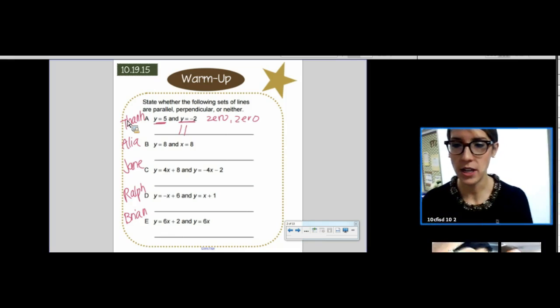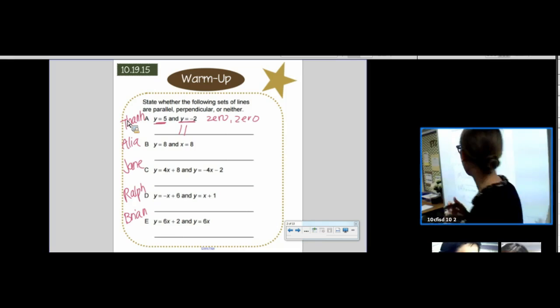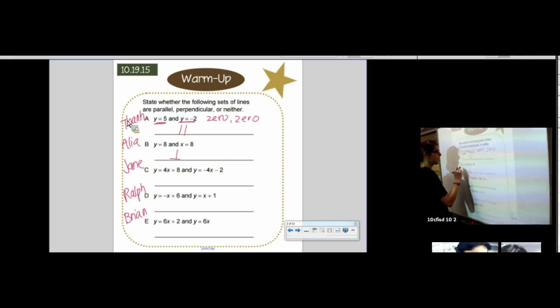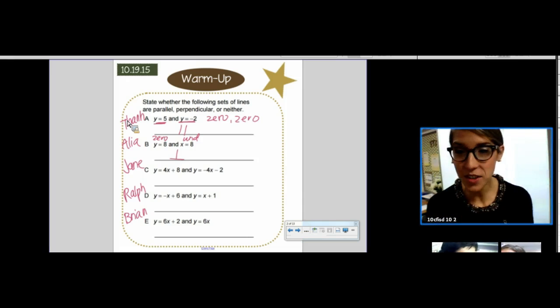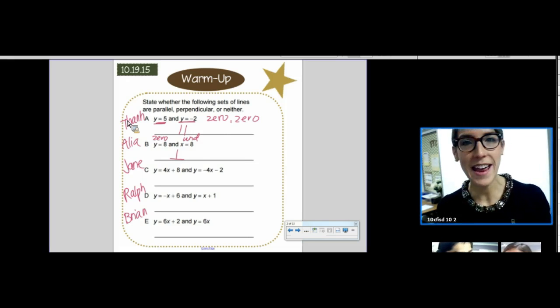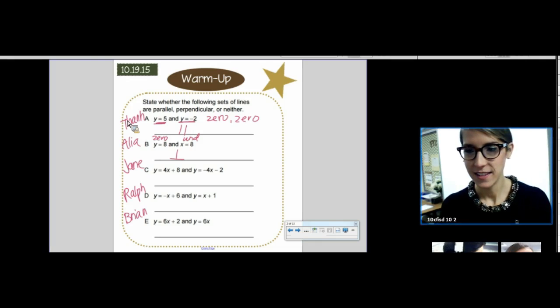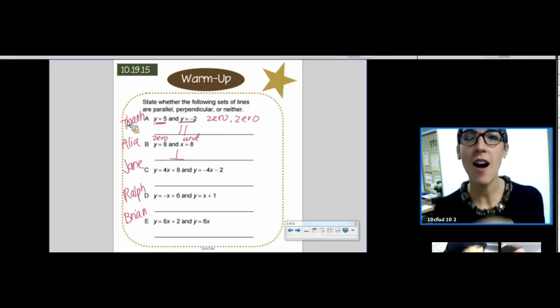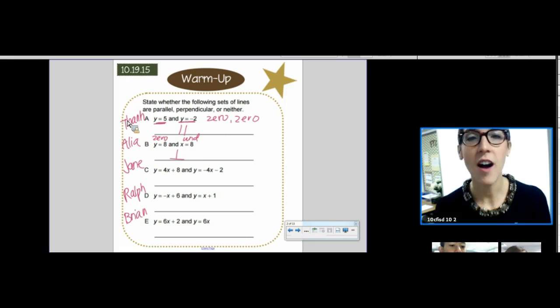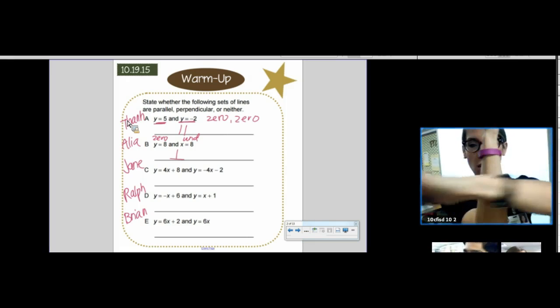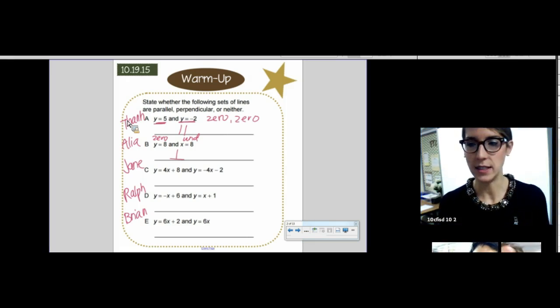All right, Aaliyah, what'd you get on the second one? Very good. Perpendicular. So the slope of this one is 0. The slope of x equals 8 is undefined. Did I trick some of you by putting 8 in both? Did you think it was parallel because they both had an 8? Be careful. Y equals a constant is a horizontal line. X equals a constant is a vertical line. A horizontal line and a vertical line are perpendicular.